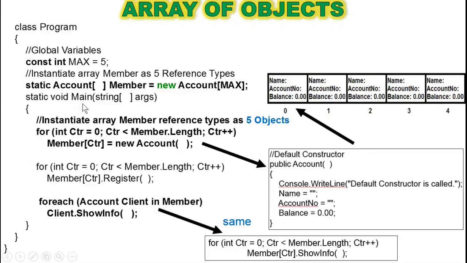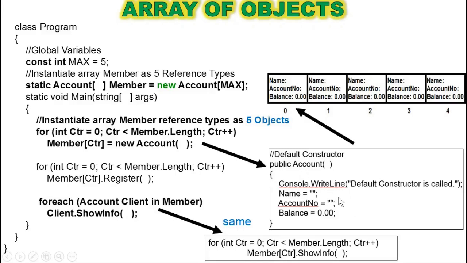Inside the method Main, I instantiated the array named member, of reference types, as 5 objects in the for loop statement. This for loop will repeat 5 times, from index 0 to index 4. The line member at index ctr equals new Account will create and allocate an account object, and then it will call the default constructor that initializes the properties, namely the name, the account number, and the balance.